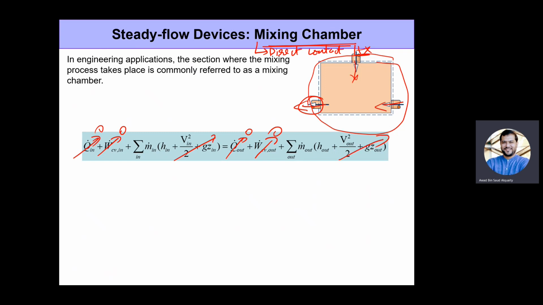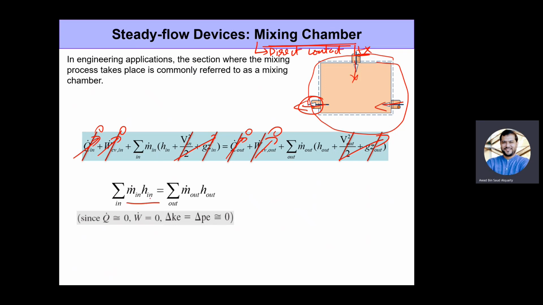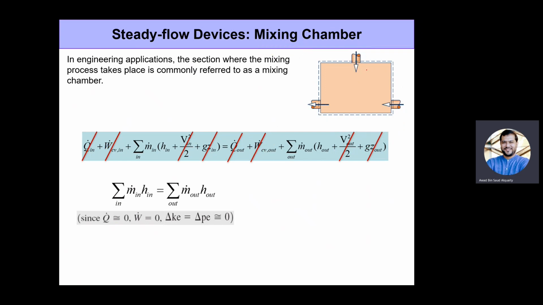So we can cancel out. They are not zero, but they cancel out from inlet and exit. So what you're again left with is very simple: the summation of m dot in h in is equal to the summation of m dot out h out. Okay. So how would that look for this particular device that we have shown here?